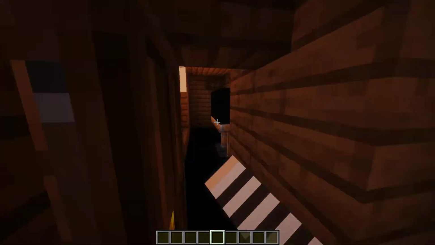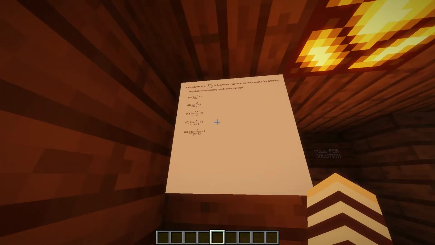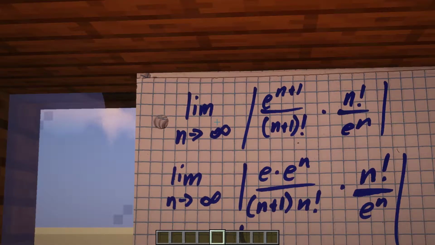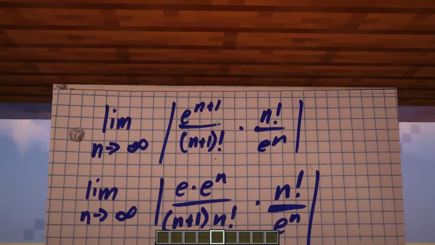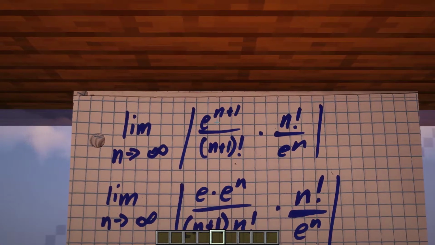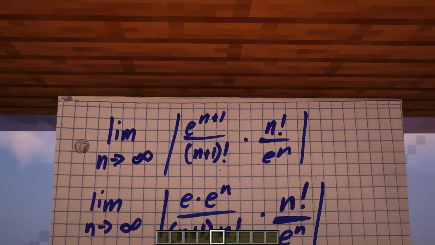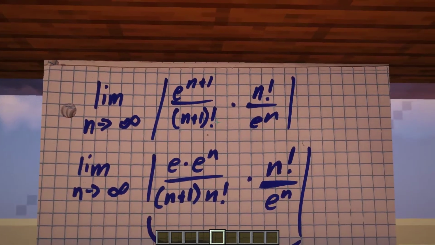Let's take a look at the solution now. Here I have the original problem, and here's the work I did. So what I did is I took the n plus 1 term, and we know that the series was e to the n over n factorial. So the n plus 1 term would be e to the n plus 1 over n plus 1 factorial.